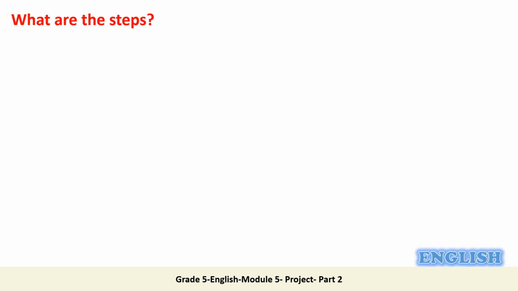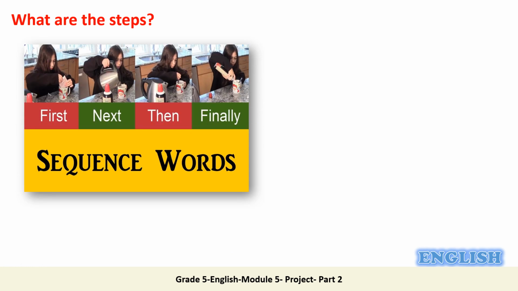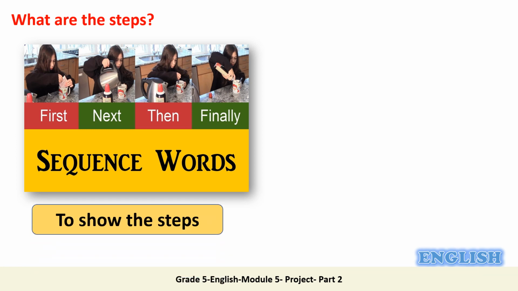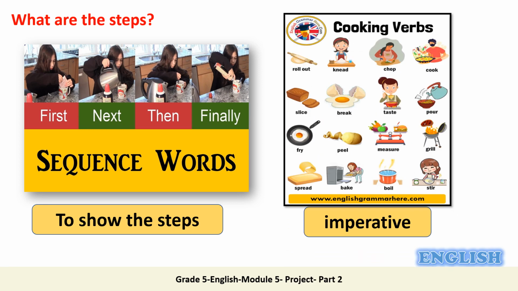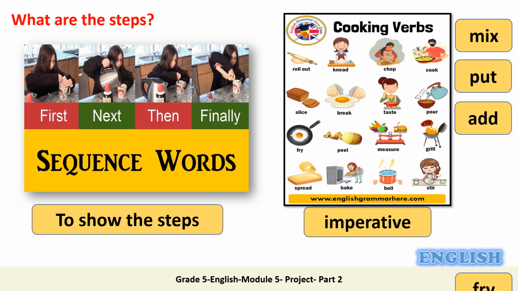Next, you need to write the steps of your recipe. Don't forget to use the sequence words to show the order in which the steps must happen. Sequence words such as first, next, then, finally. Use the imperative to write the instructions, and these are some cooking verbs you can use. You can also use mix, put, add, fry, and serve.